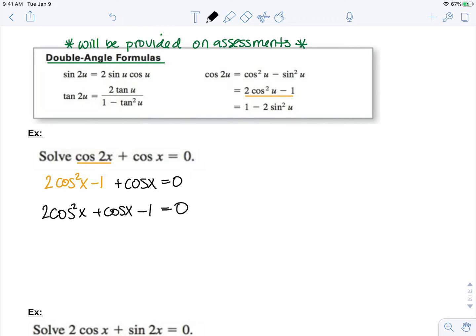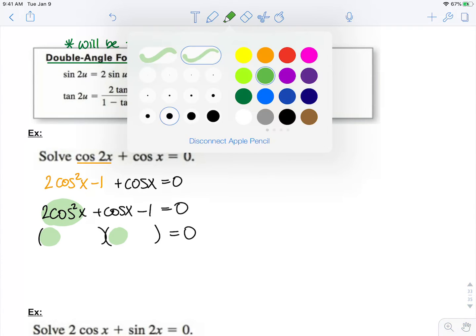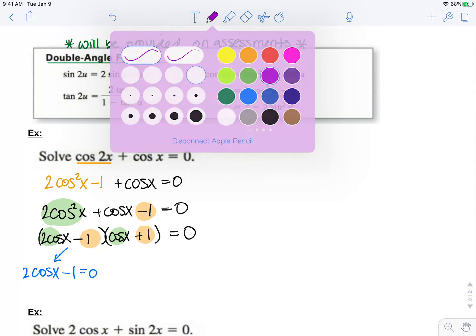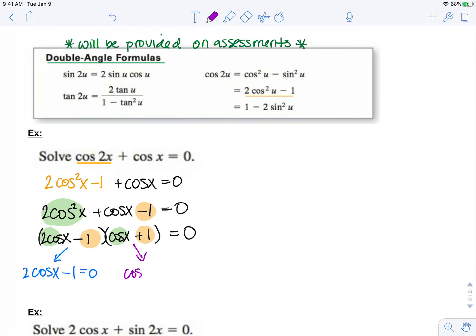Looking at this, you should see a quadratic trinomial in terms of cosine, and we'll factor that by guess and check. These first two terms have to multiply to make 2 cosine squared x, and these two terms need to multiply to make negative 1. That'll be 2 cosine x, and minus 1 and plus 1. And my inner and outer smiley faces should check out. So zero product property tells me 2 cosine x minus 1 equals 0, or cosine x plus 1 equals 0.